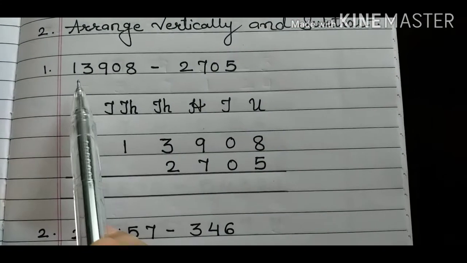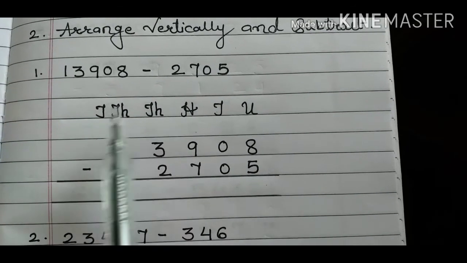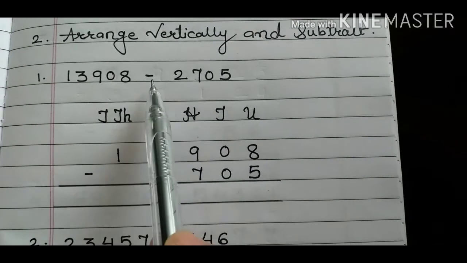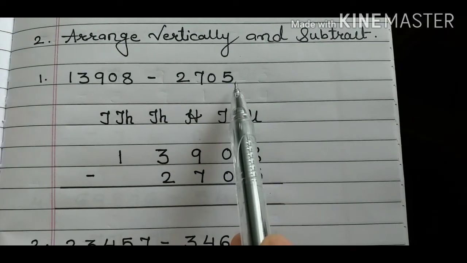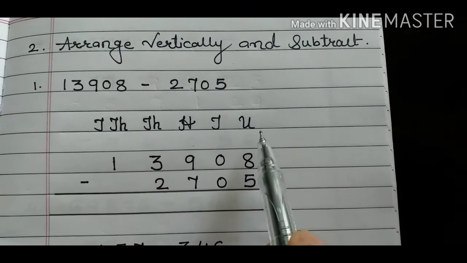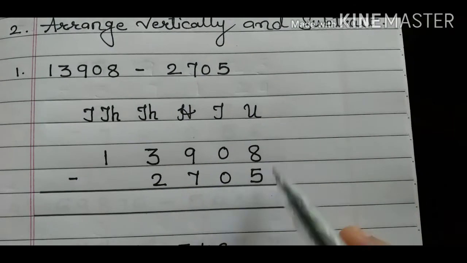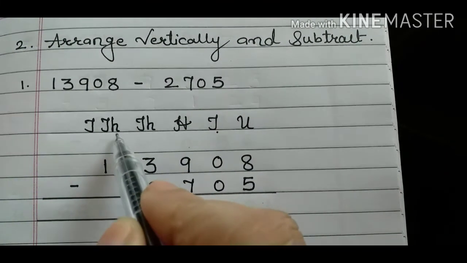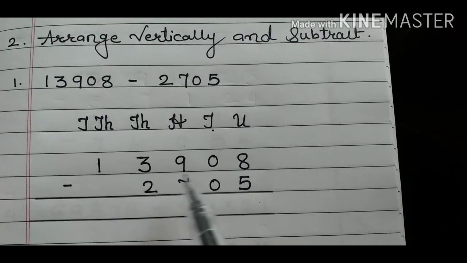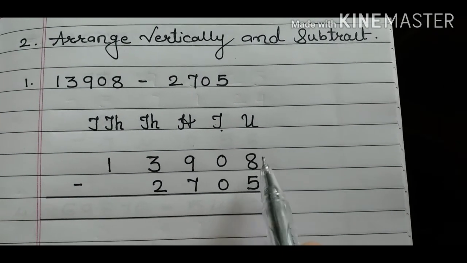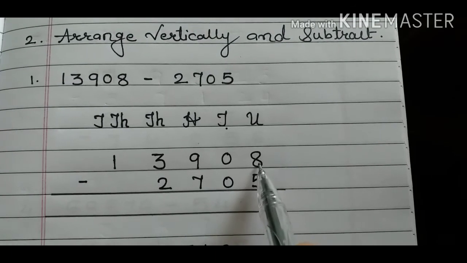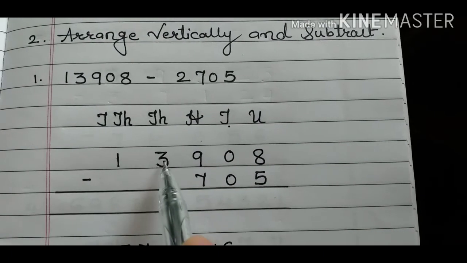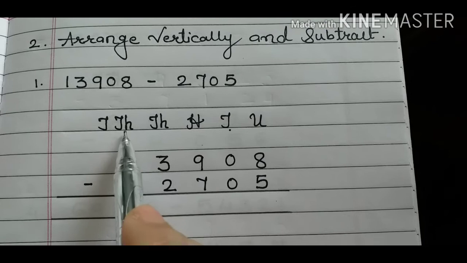Now our question number 2 is arrange vertically and subtract. So we will arrange our given question vertically and then we will subtract. So see the first question, 13,908 minus 2,705. So this number we will arrange first place wise. So first write down units, tens, hundreds, thousand and 10,000. And our first number is 13,908. Start writing your number from units place. So first write down 8 in units place, then 0 in tens place, then 9 in hundreds place, then 3 in thousands place and 1 in 10,000s place.